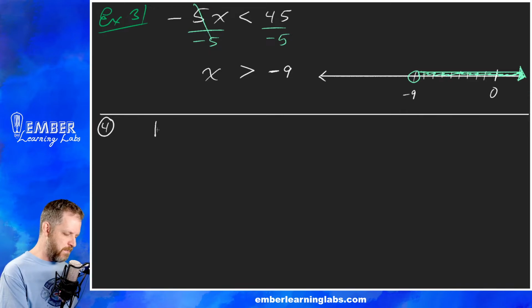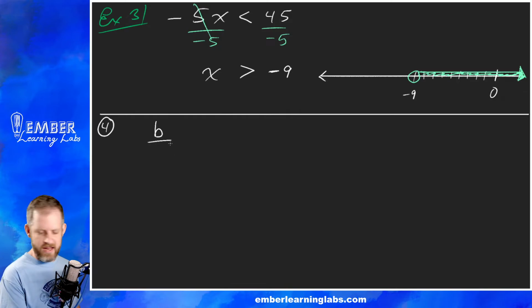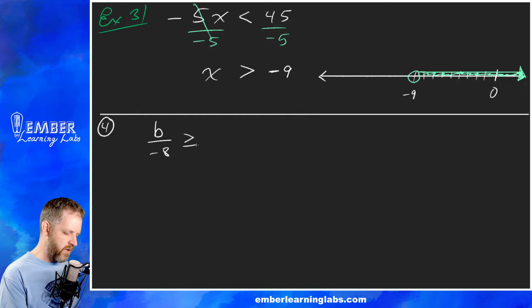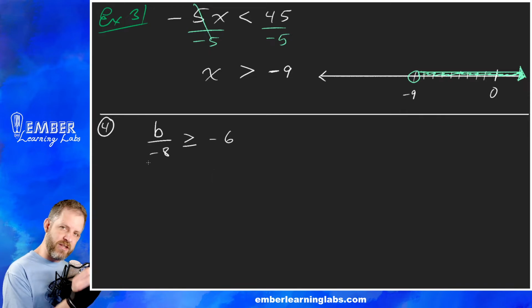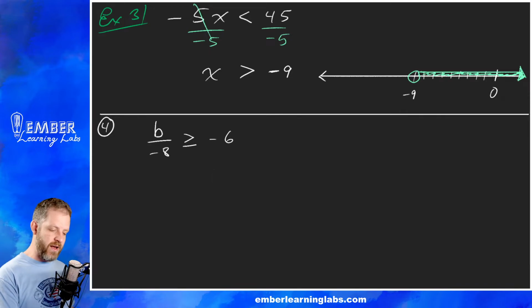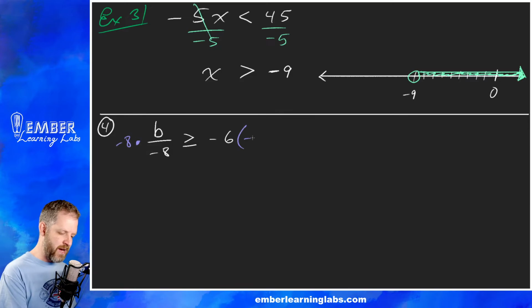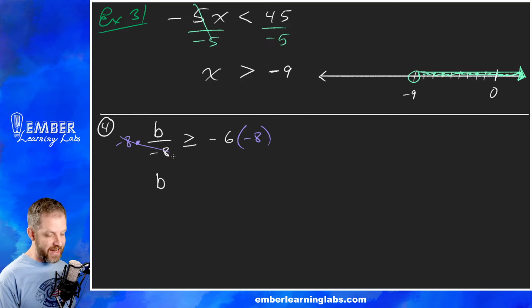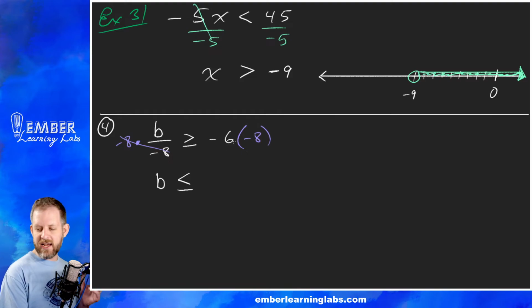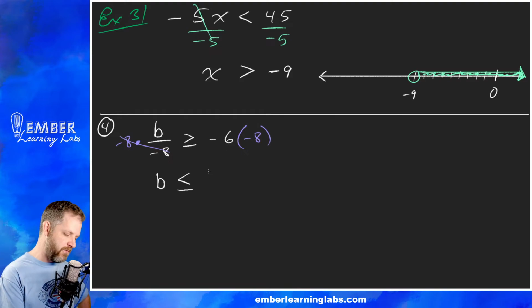Okay, so for this one, we're going to do b divided by negative 8 is greater than or equal to negative 6. How is this negative 8 attached to the b? It is divided, so how do we get rid of it? Well, we're going to multiply by negative 8. Multiply by negative 8. Those cancel, leaving us with b. Now we multiplied by a negative, so it flips the inequality. Negative 6 times negative 8 is positive 48.